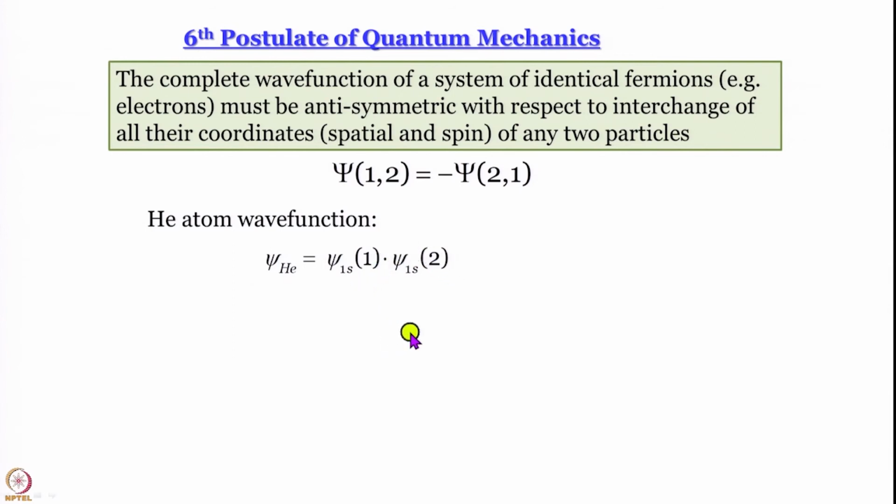is this psi s1 psi s2 symmetric or antisymmetric with respect to exchange? That is a very easy question, because just take 1 here, take 2 here, psi 1s1 psi 1s2 becomes psi 1s2 psi 1s1, and these are functions, these are not operators. So, the sequence of multiplication does not matter, right, they are commutative. So, what we get then is that the helium atom wave function given by psi s1 multiplied by psi s2 is symmetric with respect to exchange. Now, let us go back to the sixth postulate.